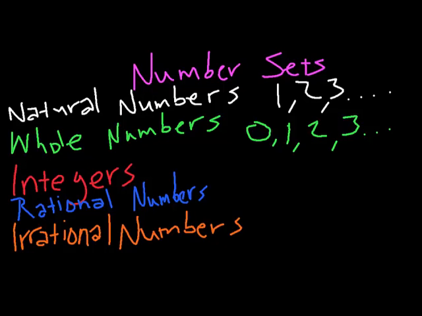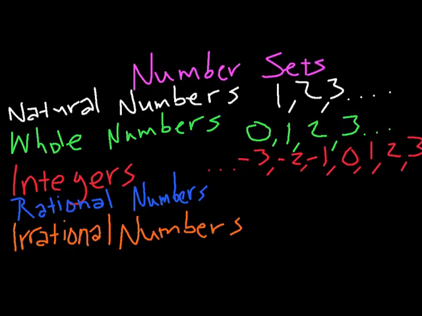Alright, so let's move on to the integers. An integer is going to be 0, 1, 2, 3, etc., but it also goes the other way. So this includes negative numbers now. So let's go ahead and write those down. It's going to be everything less than -3, -2, -1, 0, 1, 2, 3, etc. That's all that integers are.